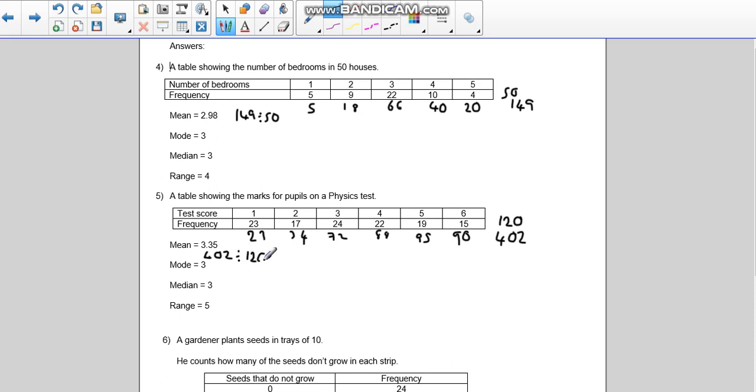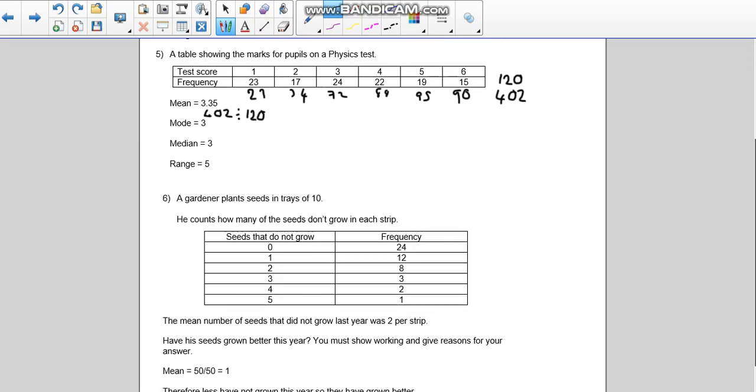The mode is the highest frequency, so if we look, we've got 23, 17, 24 is the highest frequency, so that's 3. The median is going to be hard again because I'm looking for the 60th and the 61st piece of data, so that's half of this. So I had 23 ones, and if I add to that the 17, that takes me up to 40 altogether. And if I add in 24, that takes me up to 64. So I've gone past 60 and 61. So 60 and 61 must have been 3. And then the range is 6 take away 1.